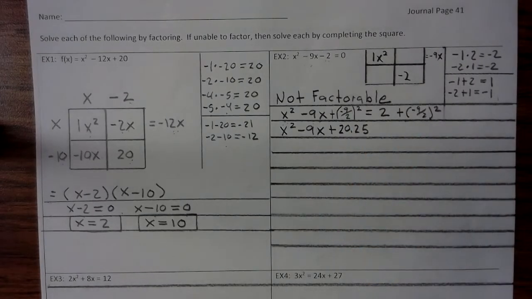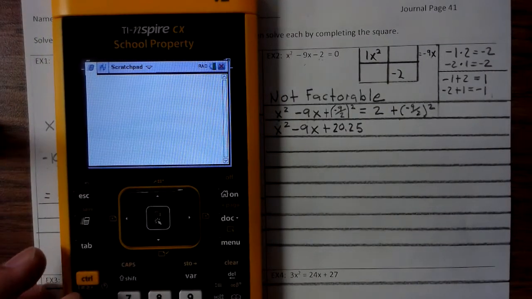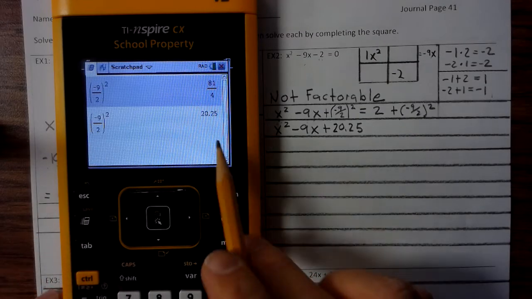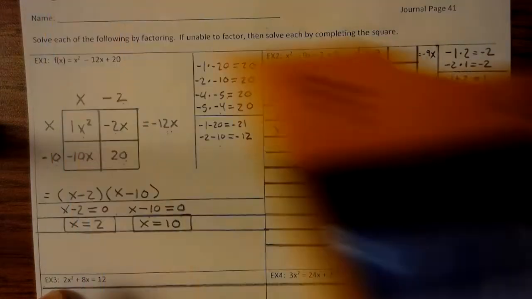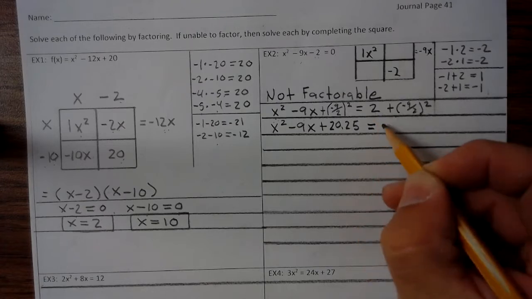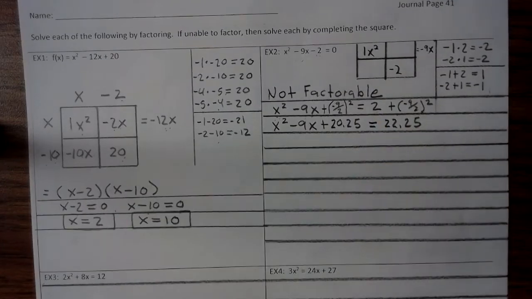20.25. Let's just check that with the calculator. So parentheses negative 9 divided by 2 squared, Control Enter, is 20.25, okay? So then that equals, well, if we add 2 to that, that'd be 22.25, okay?